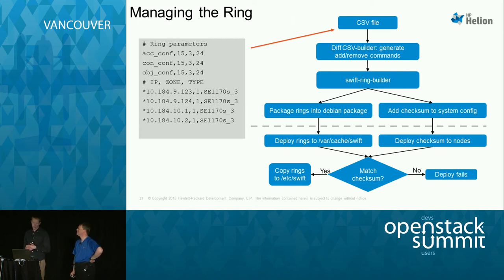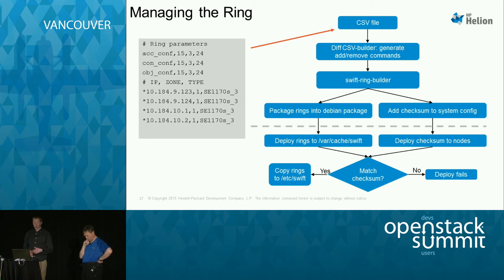The three parameters beside it are the common ring parameters, 15 being the partition power, which is far too low for a production system, really, but this is just an example. 3 is the replica count, and 24 is the time between rebalance or update. Underneath, we give our list of devices that we want in the rings. And we do this on a node-by-node basis as opposed to a device basis, purely for legibility. If we have a couple of thousand devices in a system, we don't want a huge long list. We want the operator to be able to look at the system in a snapshot and see a small file.